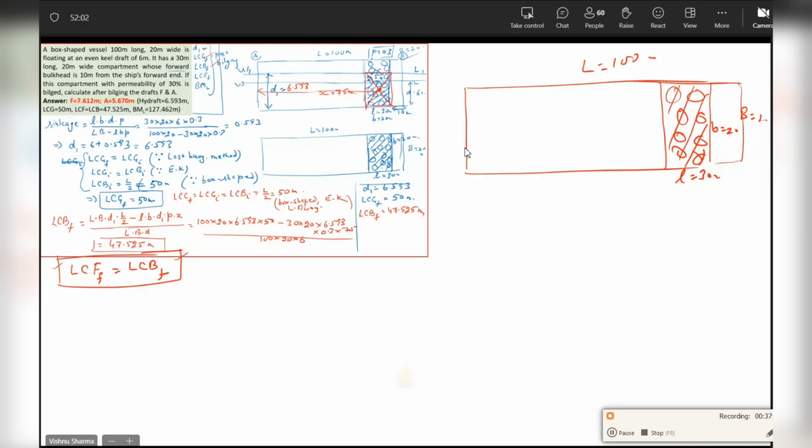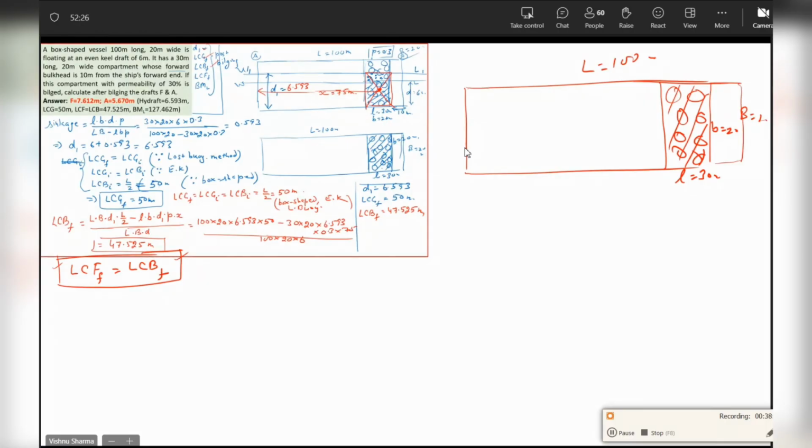What will I do to get LCF? I'll take the moments of the areas about the after perpendicular, like you used to do in Simpson's rules, phase 1. A while back, we took the moment of the volume when we were dealing with LCB. Now we will take the moment of area.